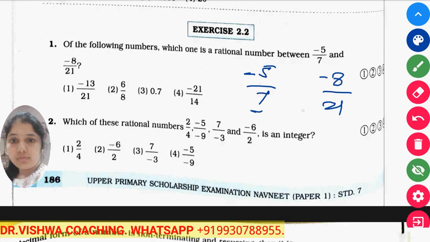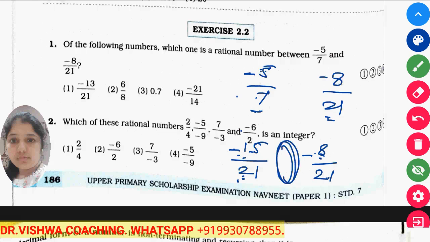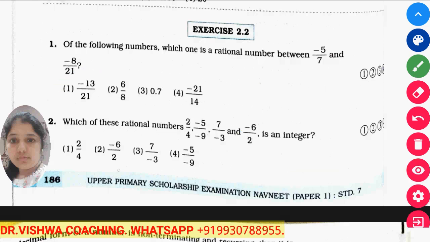So what I will do, 21 is a multiple of 7. So I will multiply here with 3. Minus 15 upon 21. I had multiplied numerator and denominator with 3. Equivalent fraction I had taken. So minus 15 upon 21 and minus 8 upon 21. Now see, denominator is common. Minus 15 and minus 8. So the number in between minus 15 and minus 8 is in between these numbers. Okay. So minus 13 upon 21 is your answer.